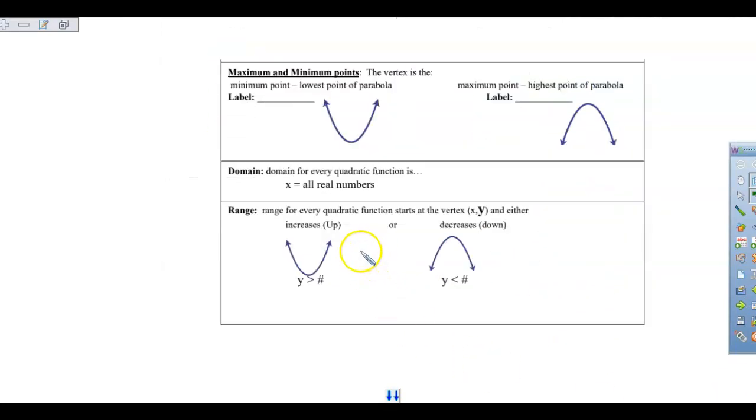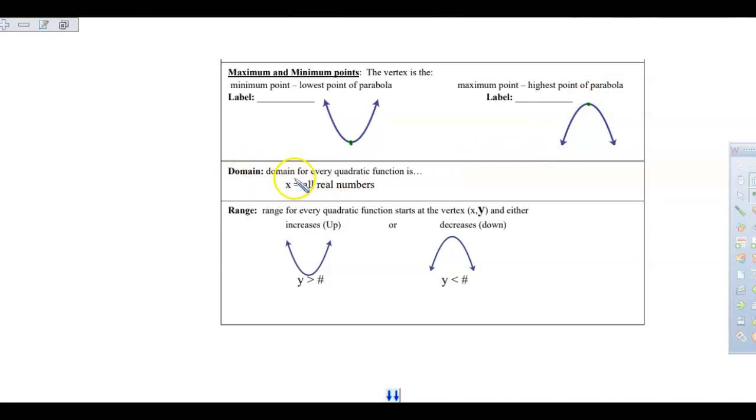When I take a look at maximum and minimum points, the vertex is the minimum point when the parabola opens up. It's the maximum point, the highest point of the parabola, when it opens down. So it's just where the parabola changes directions, okay?